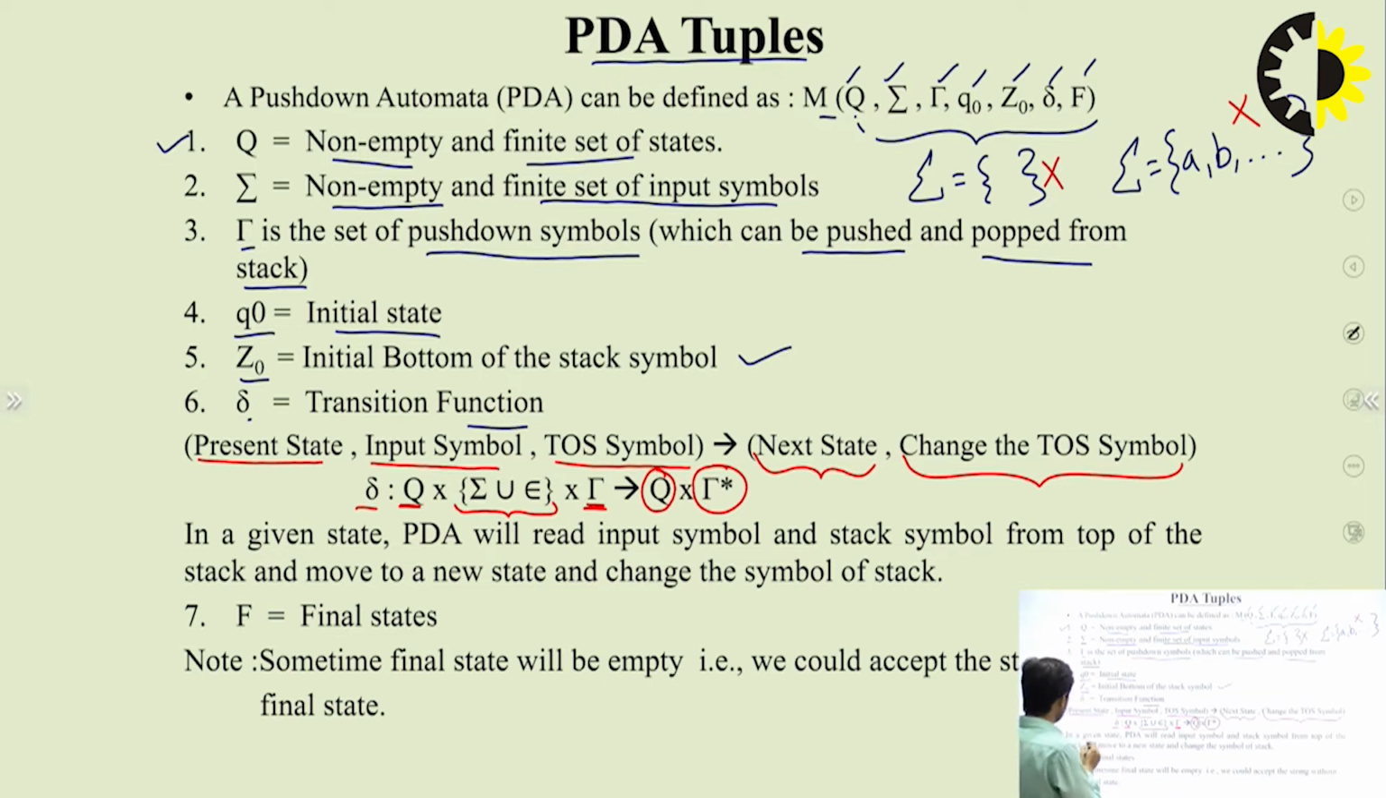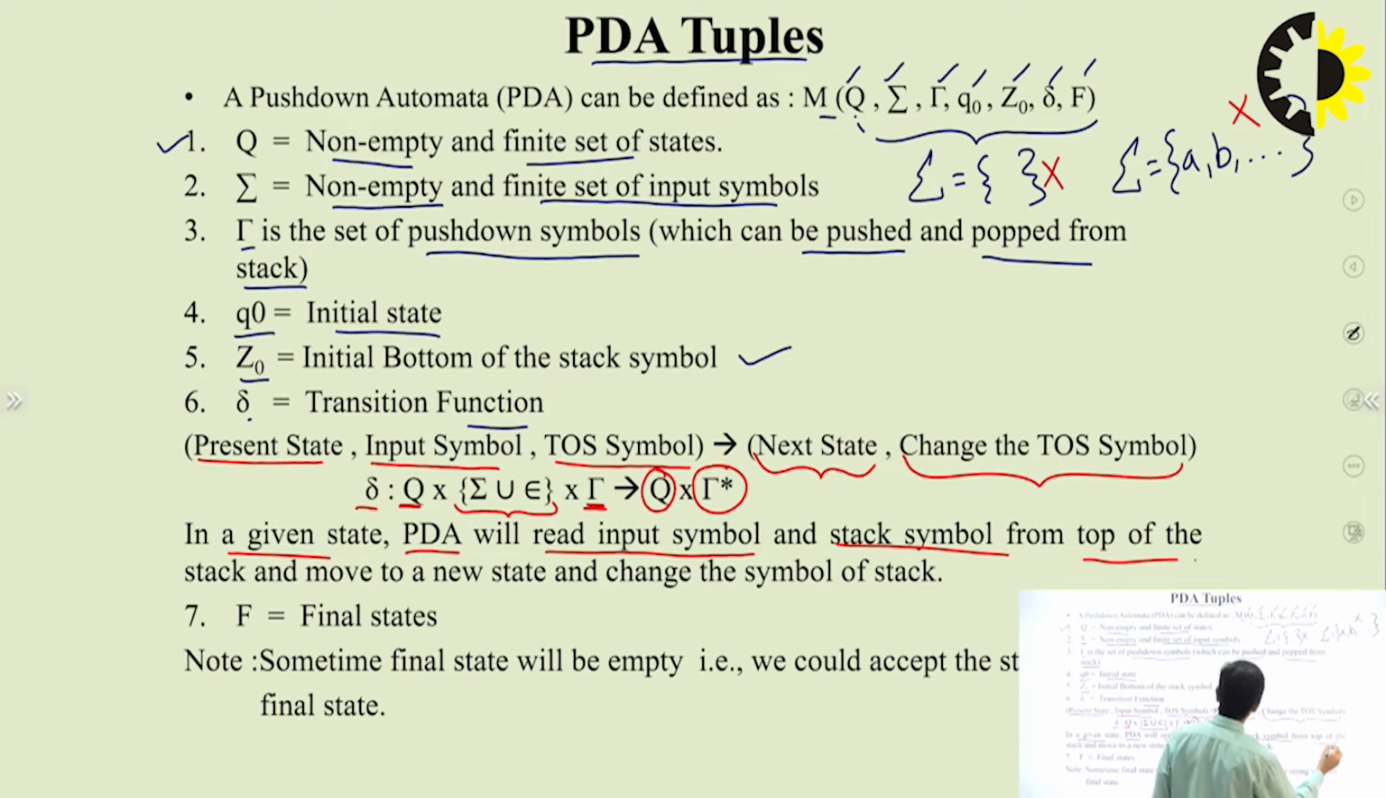So in a given state, the PDA will read the input symbol and the stack symbol from the top of the stack, move to the new state, and change the symbol of the stack. So this is the meaning of the transition function.